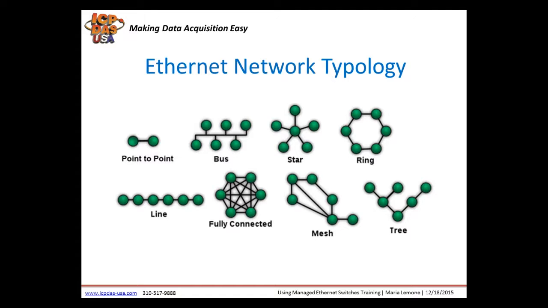Partial mesh topology is where nodes are partially connected to each other in a mesh format. Tree topology is one of the most commonly used and combines bus and star networks. An entire system can be affected by damage to the primary node.